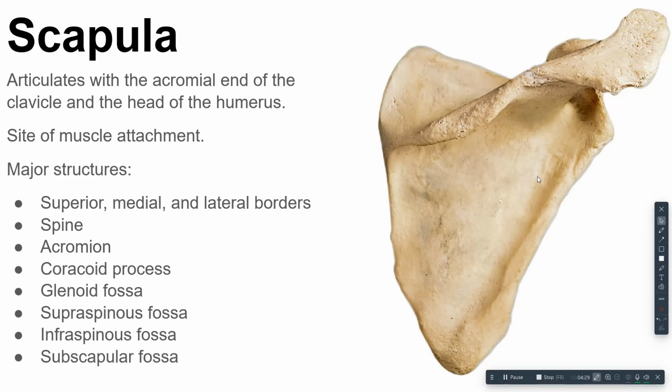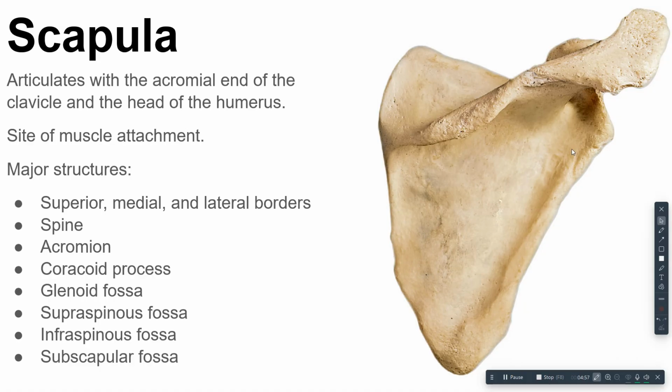Let's move on to the scapula. We did the sternum last video. The word scapula means spade or shovel, and you could definitely craft yourself a shovel with a scapula, maybe with a tibia as well. And the scapula, as we're going to discuss, is going to articulate with the acromial end of the clavicle plus the head of the humerus.